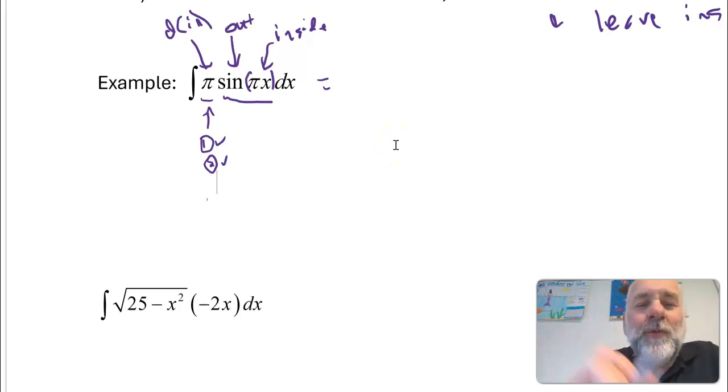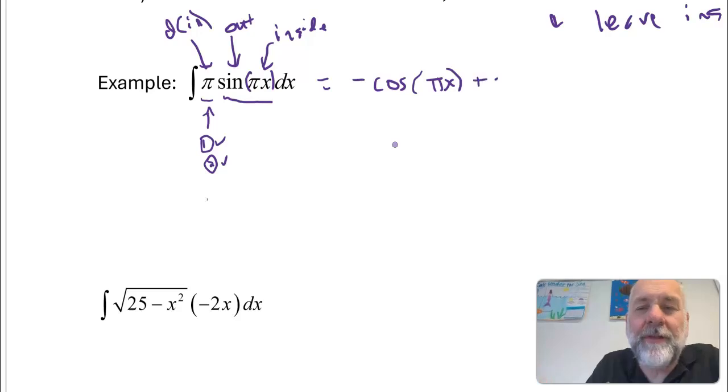So all I have to do once I've taken care of 1 and 2 is I just have to make sure that I do the antiderivative of the outside, leave the inside alone, and then plus c.